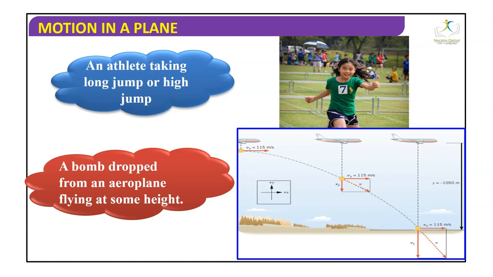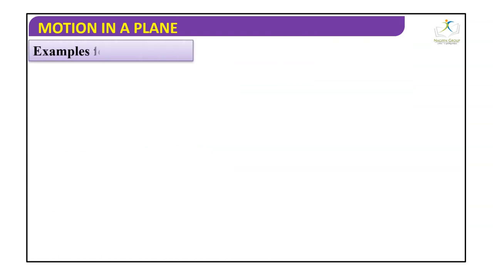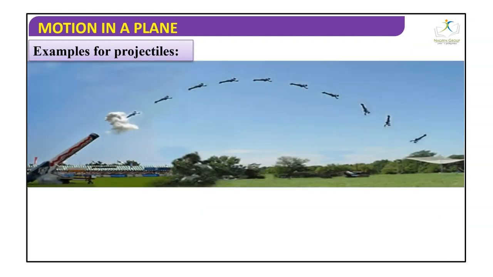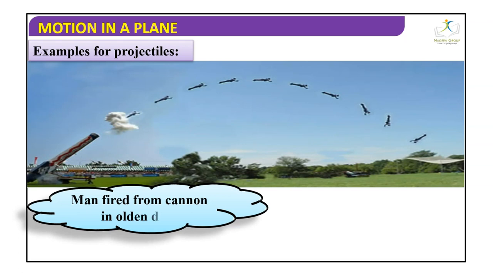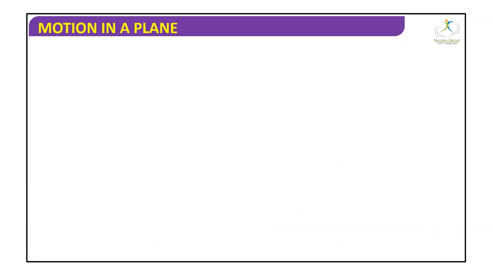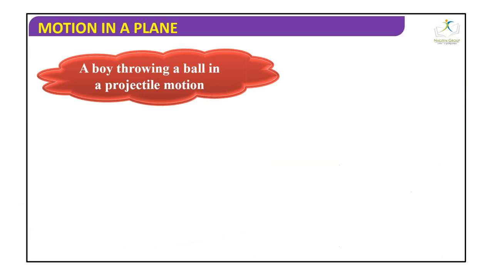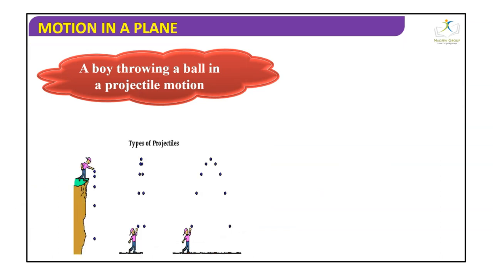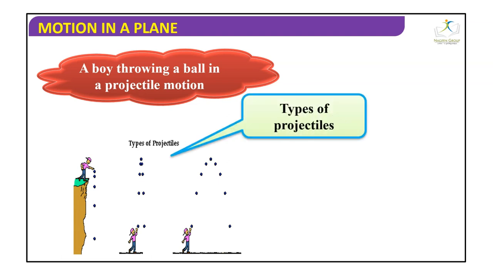As you can see, all this kind of motion happens in a plane. A plane consists of two particular axes like x and y. It may be yz, it may be zx, but it consists of a plane actually. For example, a projectile, as you can see over here, a man firing from a cannon in olden days, a boy throwing a ball in projectile motion.